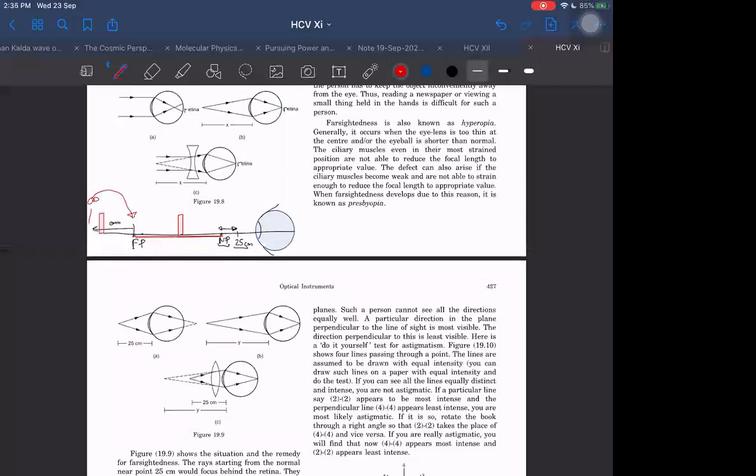Image of an object which is at infinity, like stars or the moon, should be formed at the far point. Far point means the maximum point up to which I can see objects without putting any glasses, without using a lens. With my own eye, even though it is defective, I can see, let us say, from 30 centimeters up to maybe 2 meters. Then 2 meters is my far point.